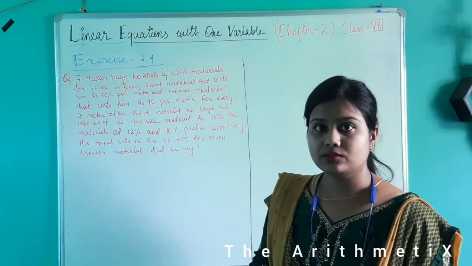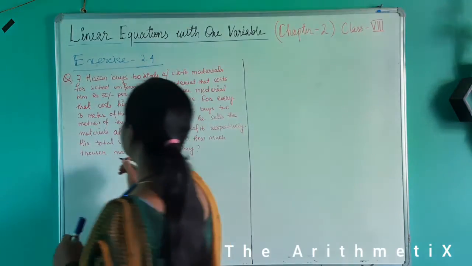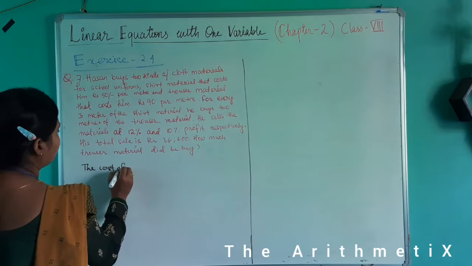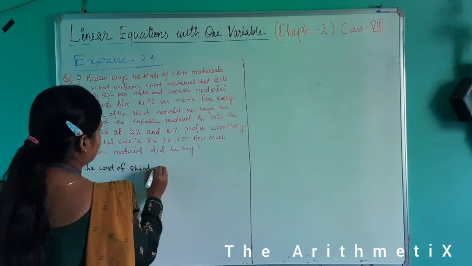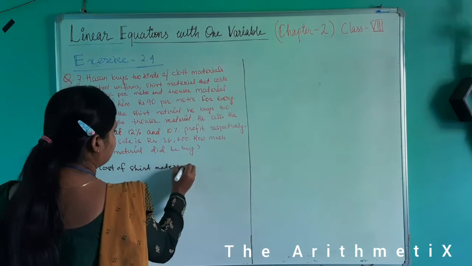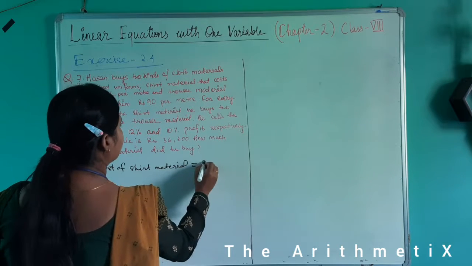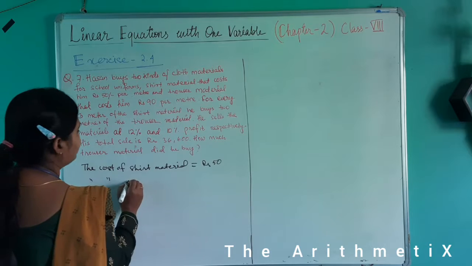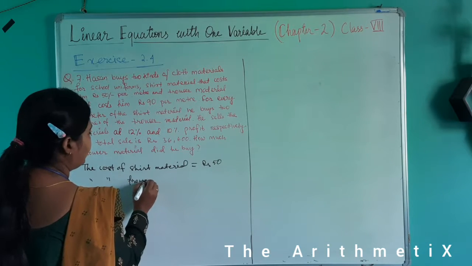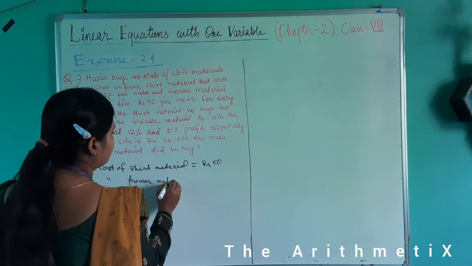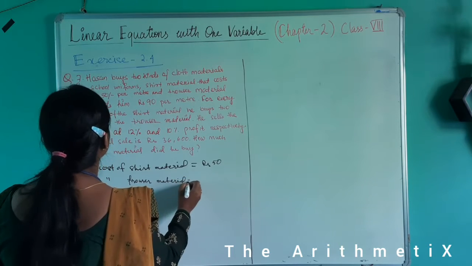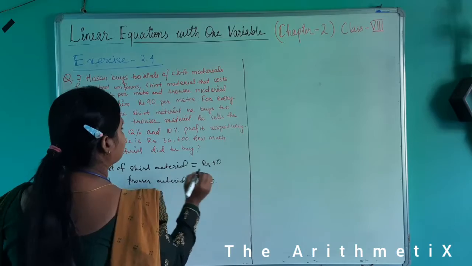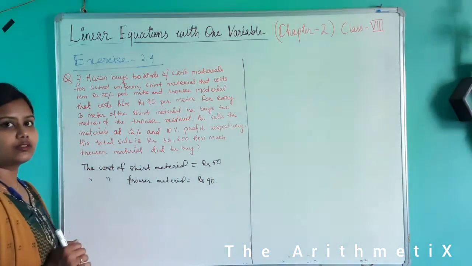So let us write down what we are pointing out here. The cost of shirt material is rupees 50 and the cost of trouser material is rupees 90. The cost of trouser is 90.